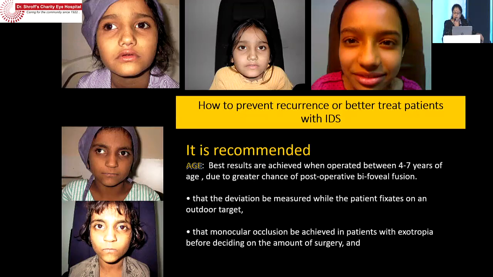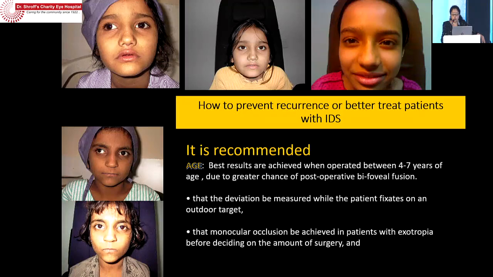So how do we prevent or better treat patients with IDS? Age. We should operate on them much earlier. The best results are achieved when we operate between 4 to 7 years of age, due to the greater chance of postoperative bifoveal fusion. We should not delay, because most of the time patients are referred late. So we need to educate general ophthalmologists to refer children early, and we also need to operate in phase 2 of intermittent exotropia instead of telling the parents to wait.